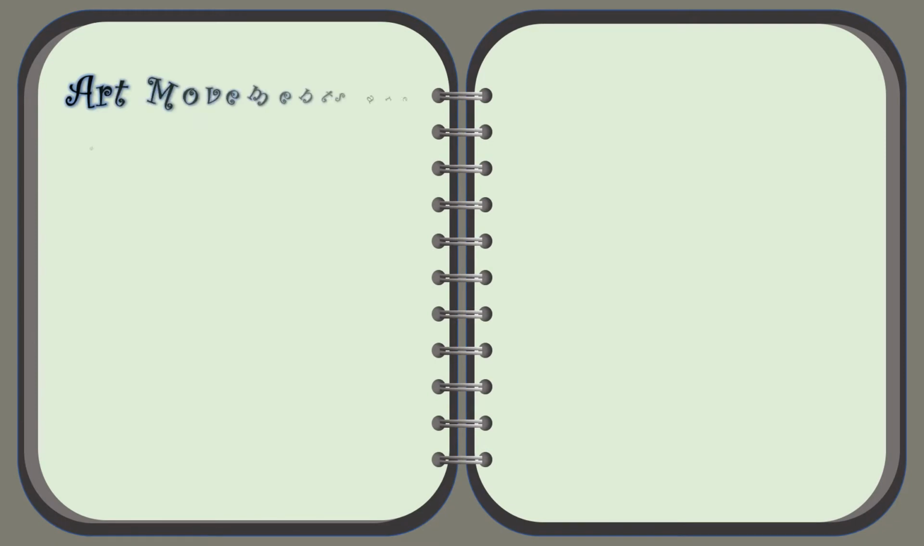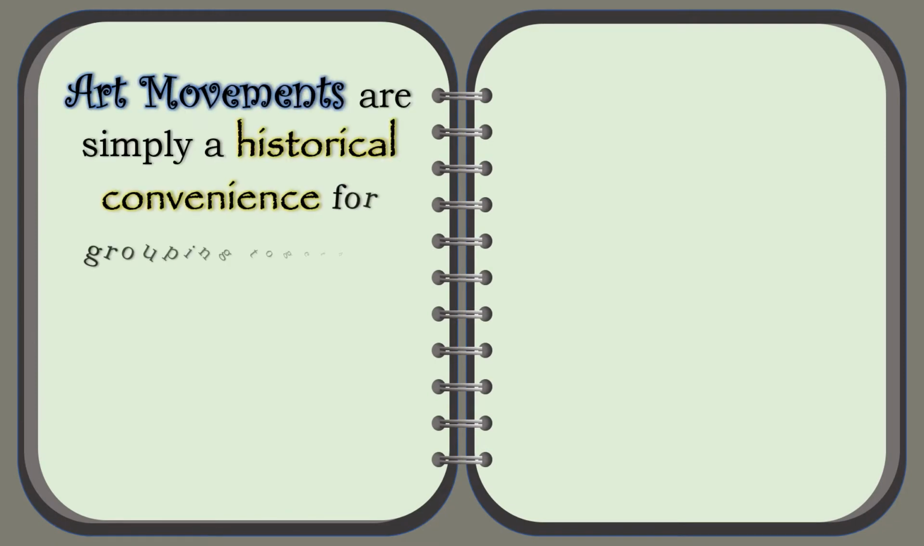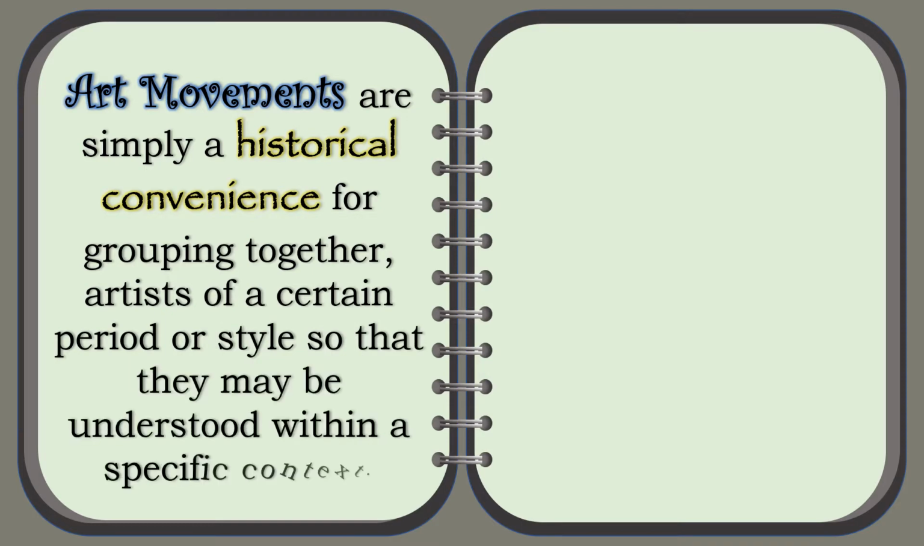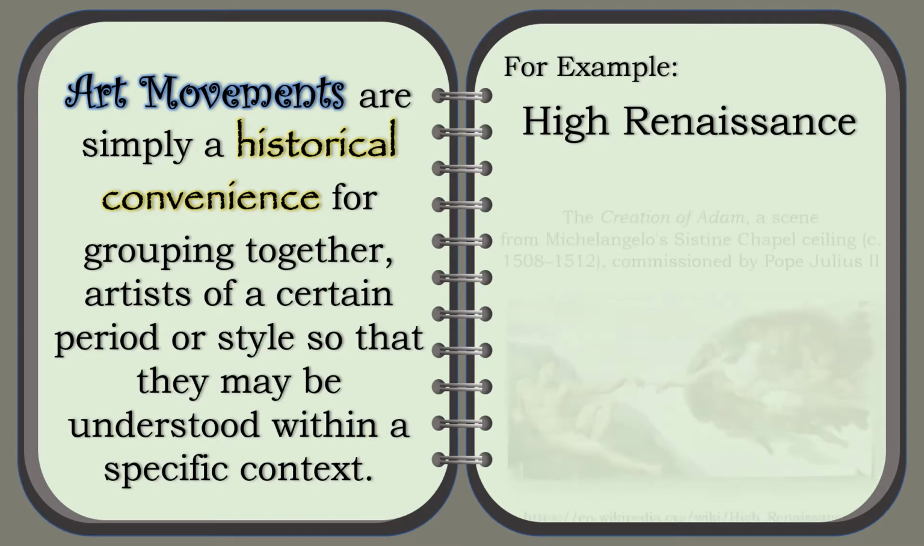Art movements are simply a historical convenience for grouping together artists of a certain period or style so that they may be understood within a specific context. For example, High Renaissance.